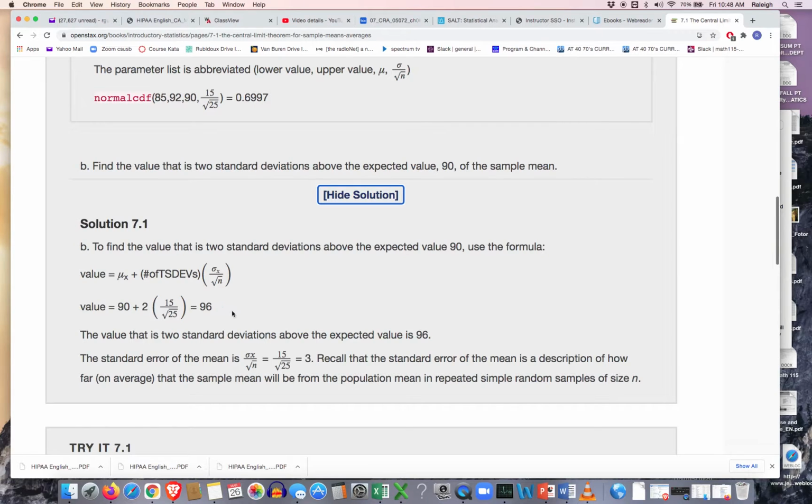And I like this formula because it shows you what's going on. You don't have to do a sketch necessarily, but it visually shows you what you're going to do, because you start with the mean. That's your center point. And if z is negative, you go below it. If z is positive, you go above it. So it's a functional use of the z.